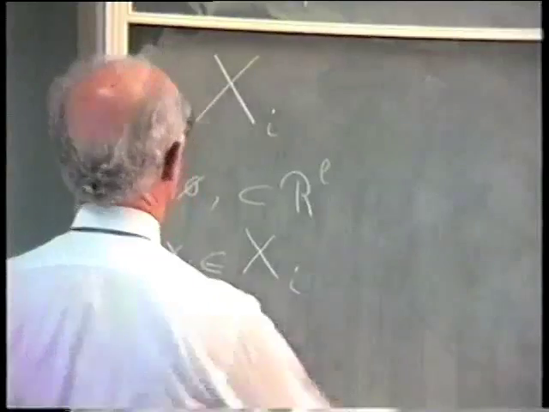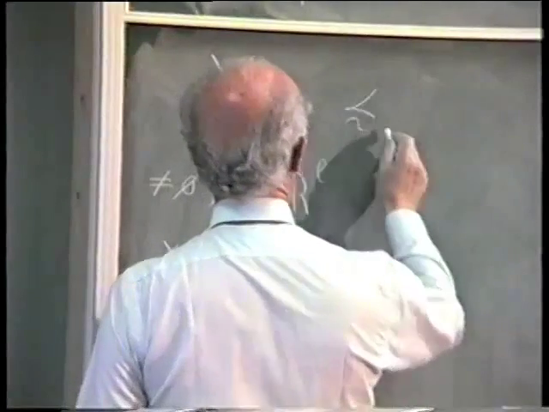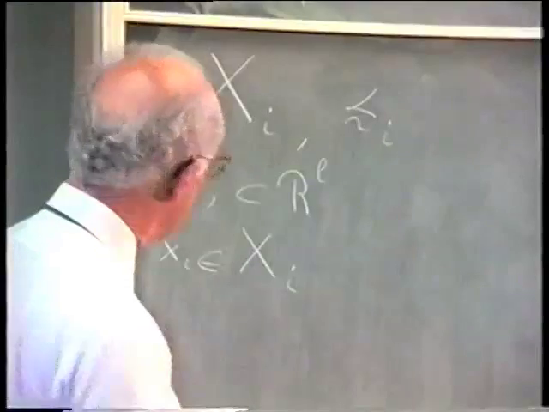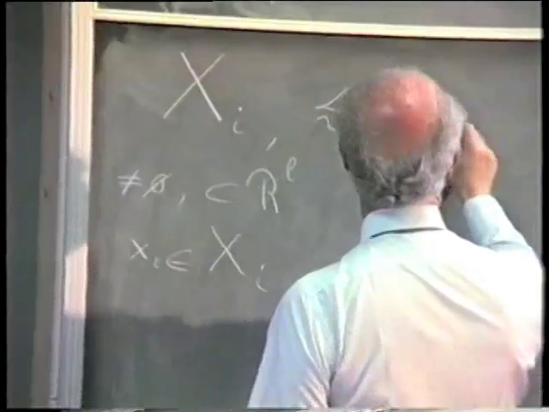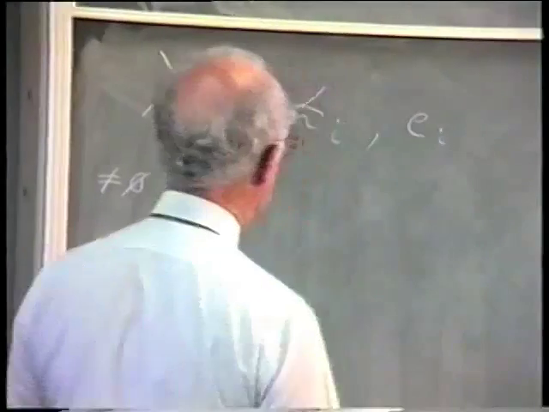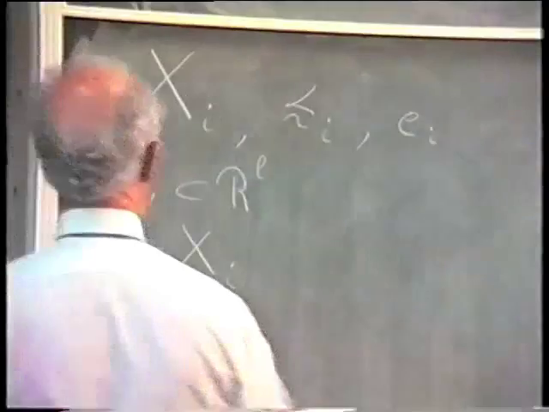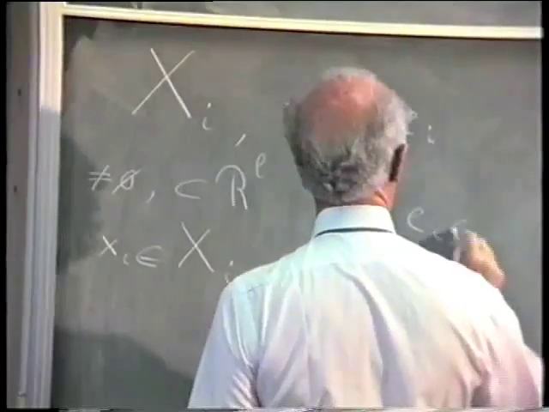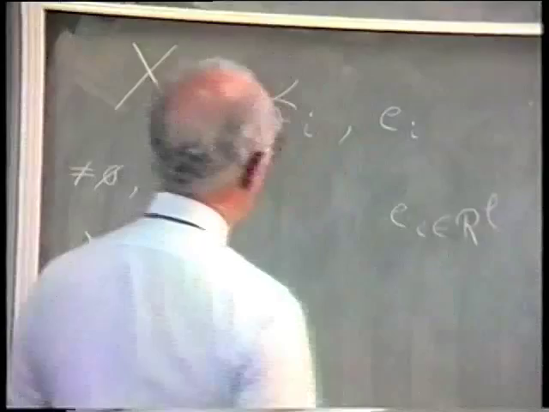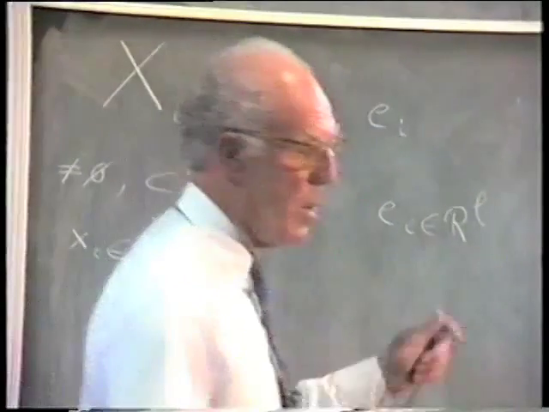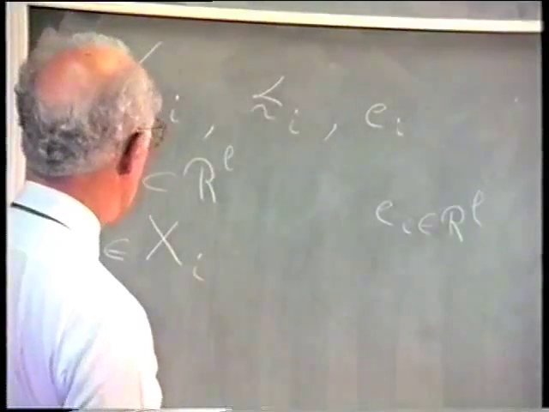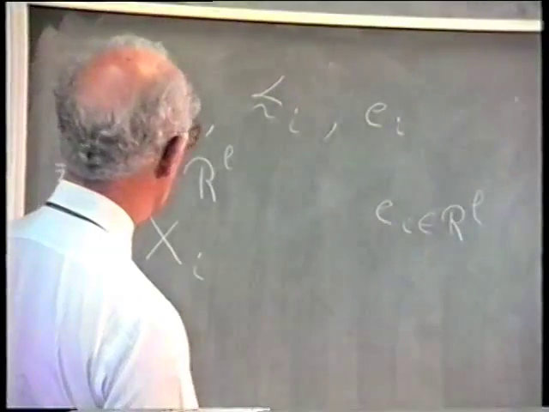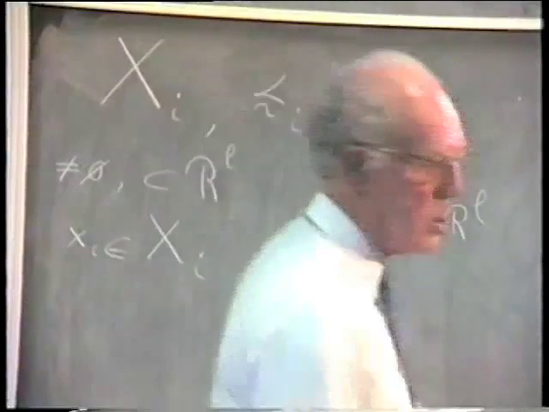And on this set we have a preference relation of the type we have discussed at great length in the first lecture. And finally, each one of these consumers has an endowment vector that is a point e_i in R^L. What do we assume about the preference relation? At this stage, only that it is reflexive, complete, and transitive. We will make more assumptions later. So that is for each consumer the way things look.